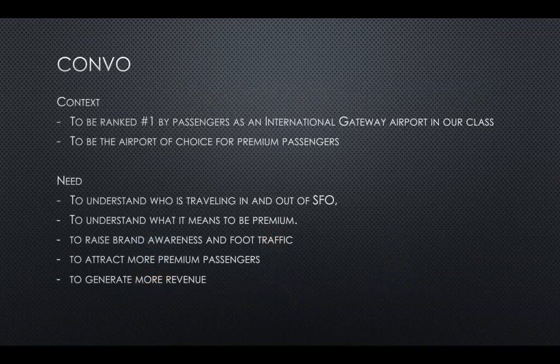San Francisco Airport has two objectives. The first one is to be ranked number one by passengers and an international gateway airport in our class. And the second one is to be the airport of choice for premium passengers. In order to achieve those objectives, they have some needs to fulfill. For example, understand who is traveling in and out of San Francisco Airport, understand what it means to be premium, raise brand awareness and foot traffic, attract more premium passengers, and generate more revenue.